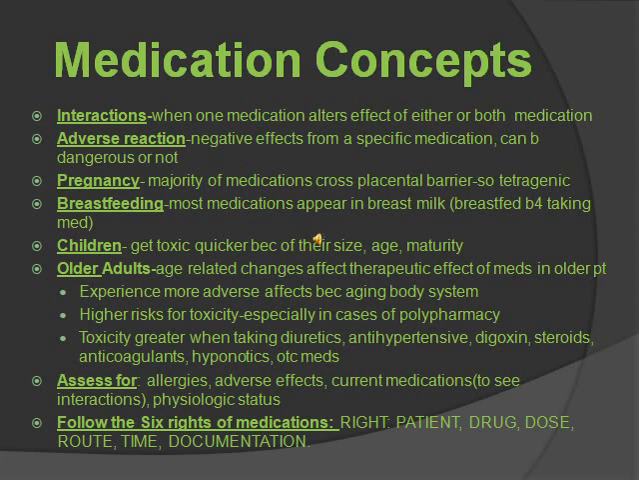So with children, they get to a toxic level quicker because of their size, age, maturity. In older adults, they have age-related changes, so they also get toxic quicker. They have more side effects. They have a higher risk of other problems.